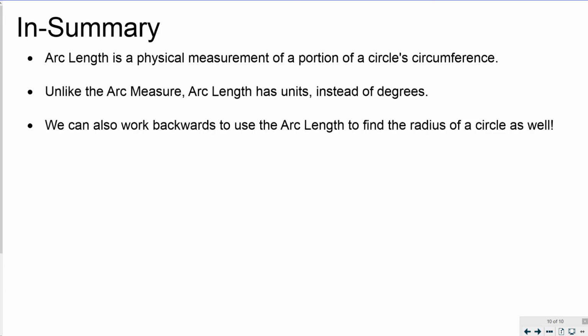So that's it for arc length, guys. Arc length, remember that it is a physical measurement of a portion of a circle's circumference. Unlike the measure, it has units instead of using degrees. And then we can also work backwards to use the arc length to find the radius of a circle as well.